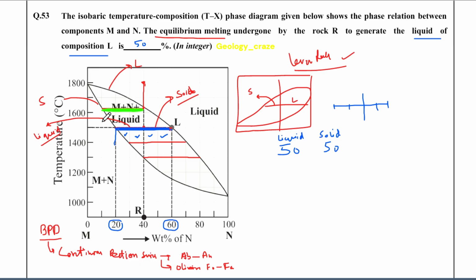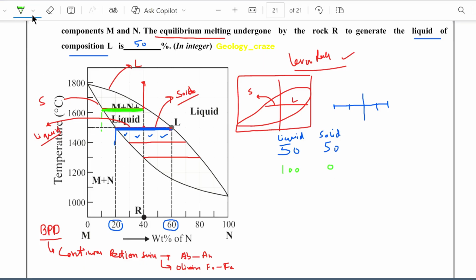But in this case, don't go down like this and calculate 10, 20, 30. No. So this side we are only getting liquid now. So it is 100% liquid. In that way we are reading. We are not reading these values, we are just reading this. 100% liquid and 0% solid.